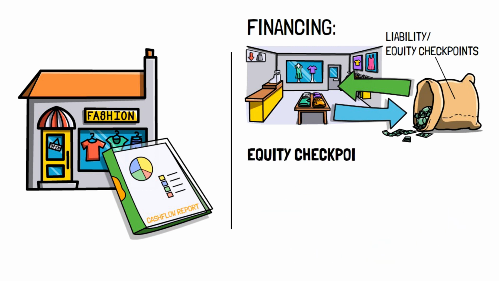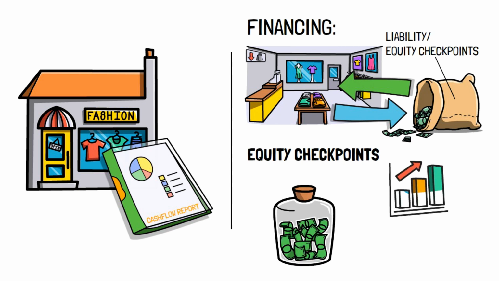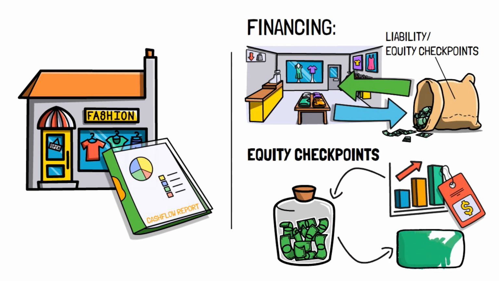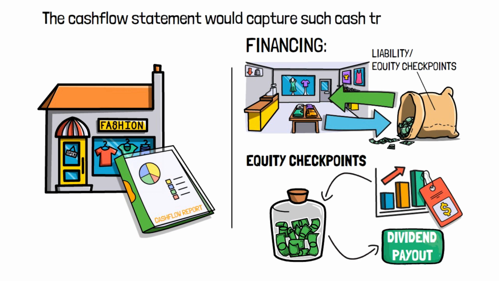From the equity checkpoint, cash can come into the business as a cash capital contribution or stock purchase by the owners of the business, and cash can leave the business as a cash withdrawal by the owners of the business, which is often equal to a dividend payout. Once again, the cash flow statement will capture such transactions.